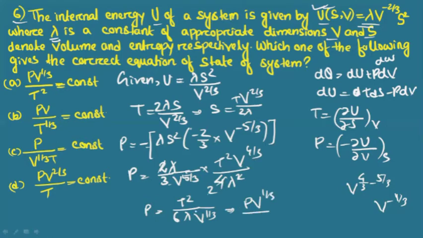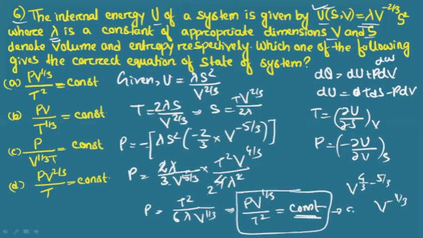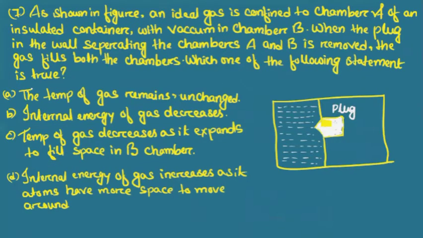P V to the power 1 by 3, taking this term to the left hand side and bringing this T square also to the left hand side, which is divided by what? T square. Yes or no? This is how you can write. And you will see 1 by 6 lambda. This is what? Constant term. Yes or no? So from here you will see the equation of state is what? This is the equation of state. That is option A is the correct option. Clear? Now let's see the next question.